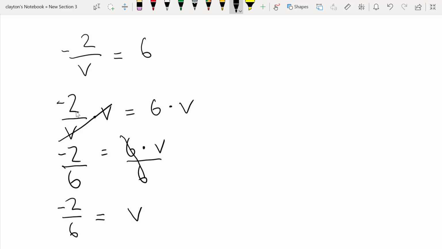All right, so we end up with v is equal to negative 2/6, but the last thing you need to do is make sure that you have as simplified a fraction as possible. In this case, those are both even numbers. They're going to be both divisible by 2. And so this is the same as negative 1/3.